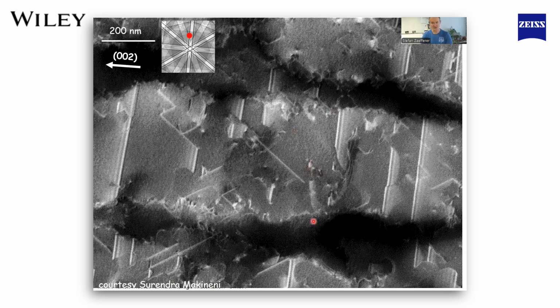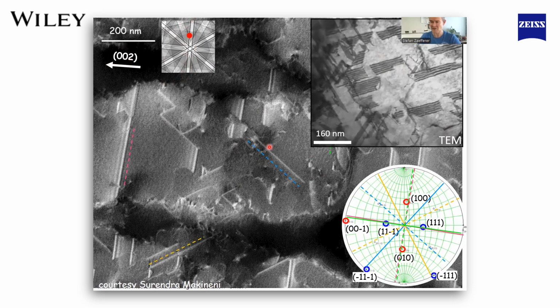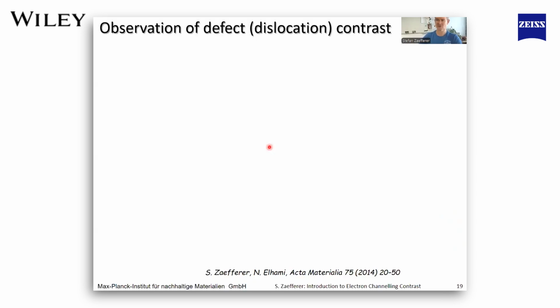By the way, of course, we need to know under which conditions we have taken this picture. This here is our calculated, simulated diffraction pattern, and we are exactly on this Kikuchi line here to obtain this contrast. This is a 002 Kikuchi line. That means the diffraction vector is a 002 diffraction vector, which stands perpendicular on this lattice plane here.